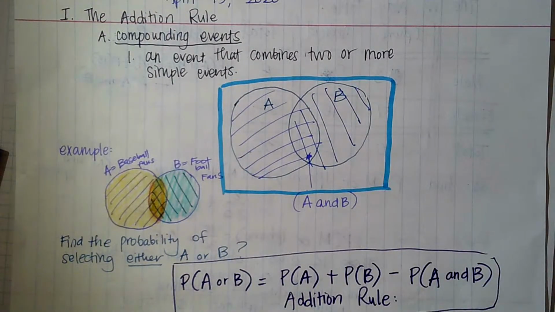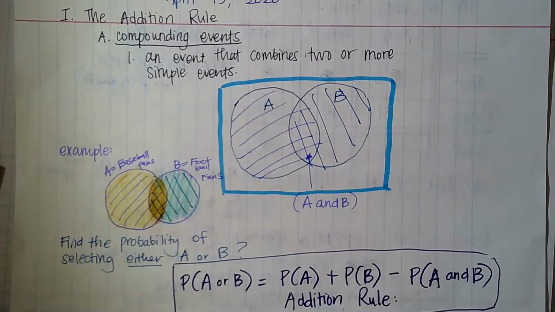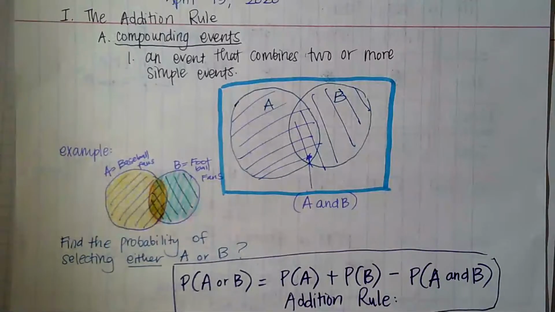All right. So today I'm going to go on and further explain some more probability concepts. So today I'm going to be explaining the addition rule. And so the addition rule happens when we have compounding events, and this is when an event has the possibility of having two or more simple events.